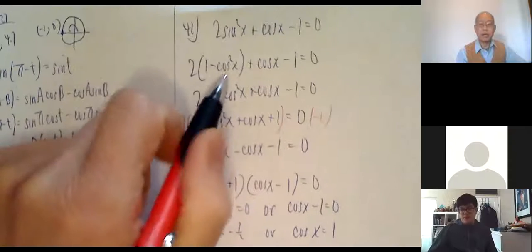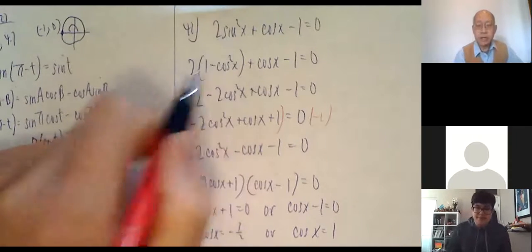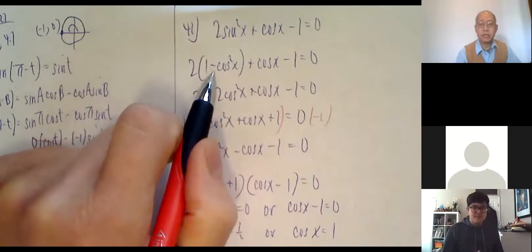So I'm employing that over here. 2 sine squared x, 2 times 1 minus cosine squared x.